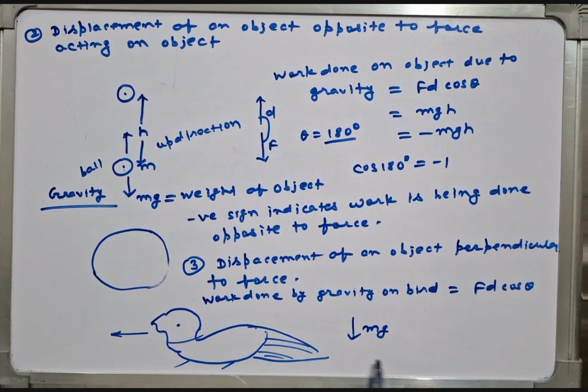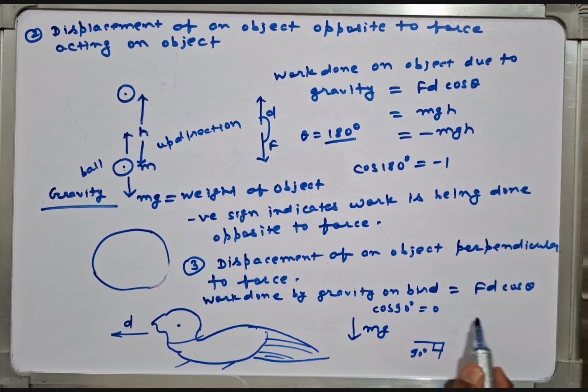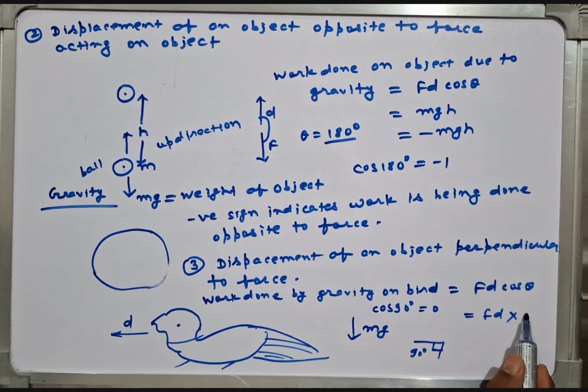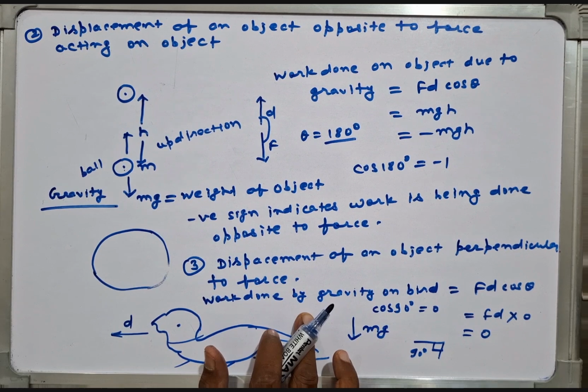Okay, so see, here the movement is in this direction, the displacement, so this angle is, guys, now 90 degrees, so you know cos 90 degrees equals 0. Okay, so we can say here the work done by gravity on this bird is 0.